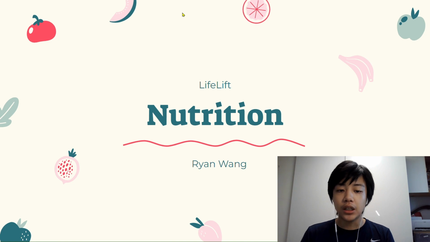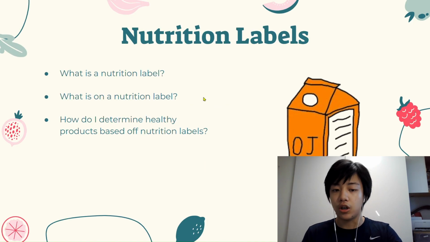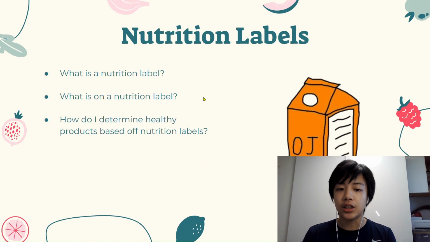In this video, we'll be sharing with you some basic facts about nutrition that you should all know. So the first part of this lesson is the topic of nutrition labels. A nutrition label is a piece of text on consumable products such as bread, eggs, and soda that tells you the nutritional facts and recommended serving sizes.